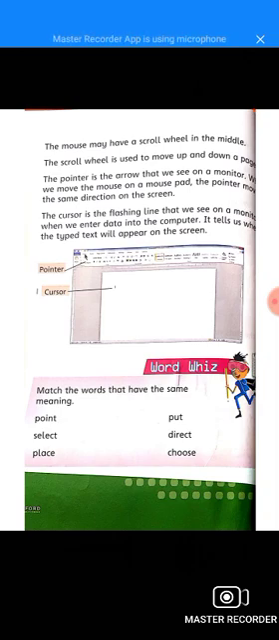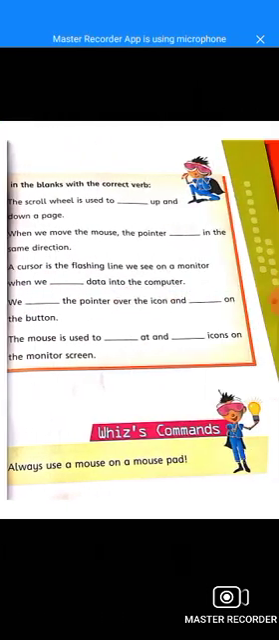Next activity is match the same words, the same meaning words. Point is to direct, and select is to choose, and place is to put.